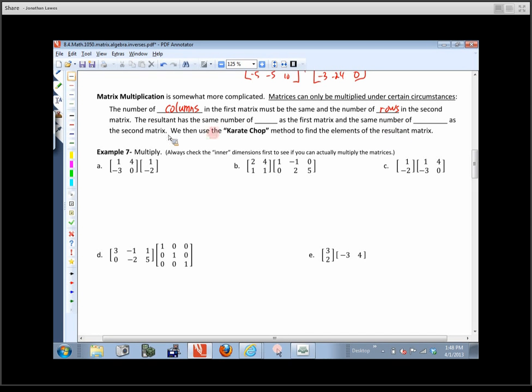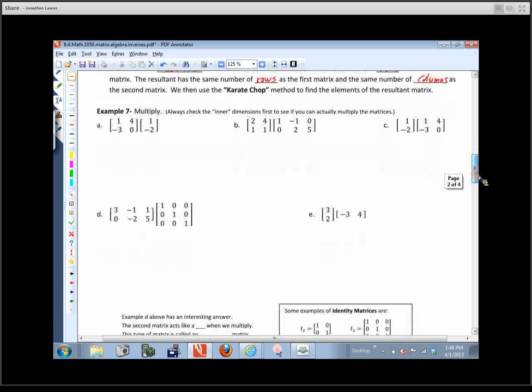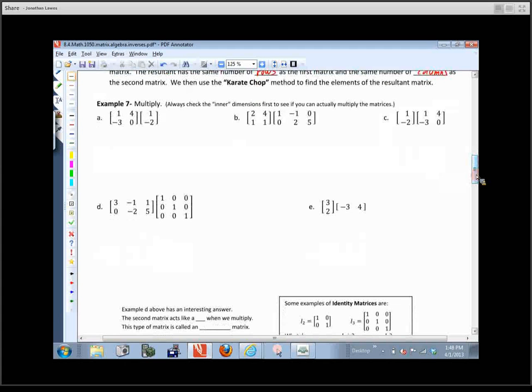The next thing we have to check is the resultant will have the same number of rows as the first matrix and the same number of columns as the second matrix. And then we're going to use something that I call the karate chop method. It works better when I was teaching on a whiteboard because you could actually see where my hand was, but maybe I'll draw it up there if we need to.